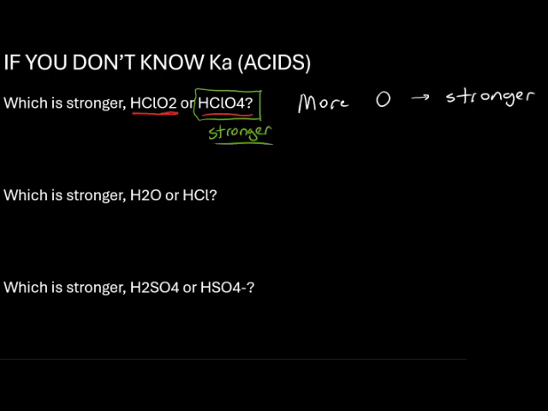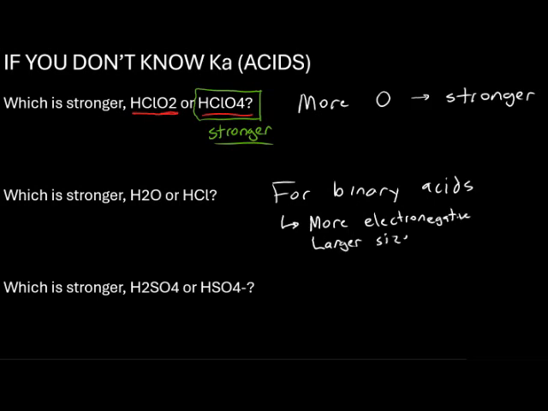Now, for simple binary acids, which just have hydrogen directly connected to one central atom, there's a different trend that we look at. For these binary acids, which just have hydrogen and a central atom, generally the acid will be stronger if the central atom is more electronegative and larger. If you are electronegative and large, this will make you a stronger acid.